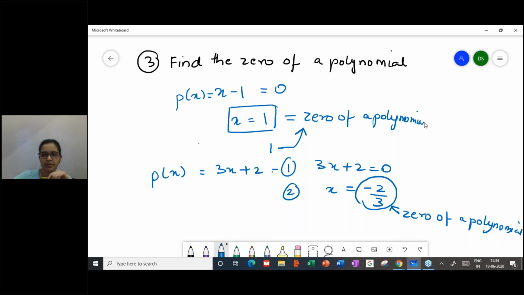Any doubts? Anybody still having doubts in this concept? Puneet, check, it will be minus 2 by 3, not 3 by 2. Okay, Puneet has given his own example. In the exam, they are not going to ask you theorems or what is the procedure to find the zero of a polynomial. They're just directly going to give you sums. So just remember the simple, shortest way of doing it: see the equation, equate it to 0. Whatever the polynomial is, just equate it to 0.